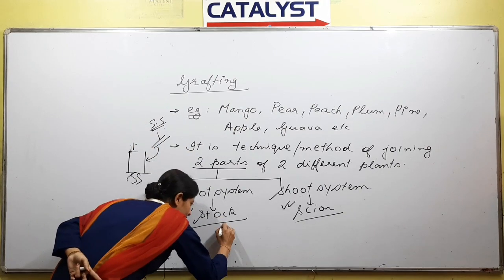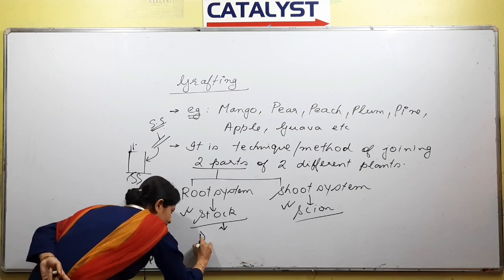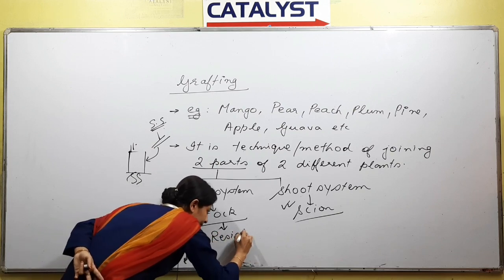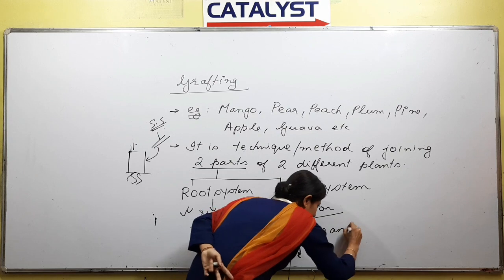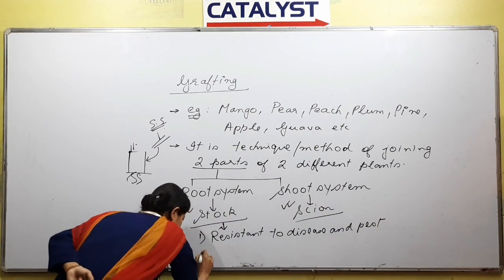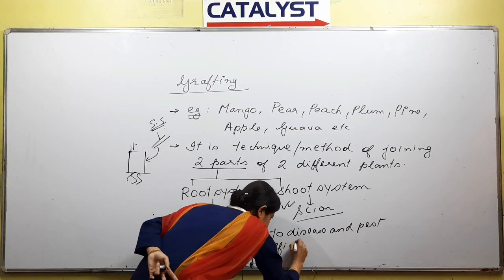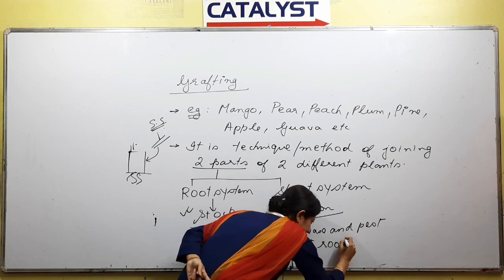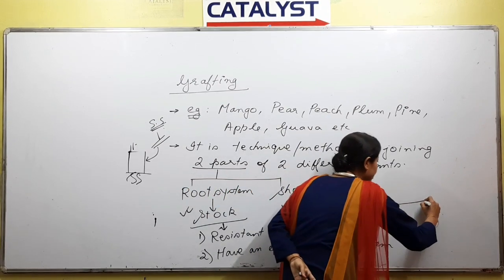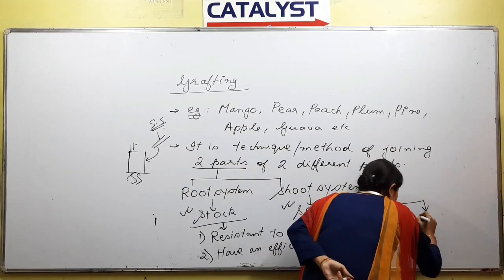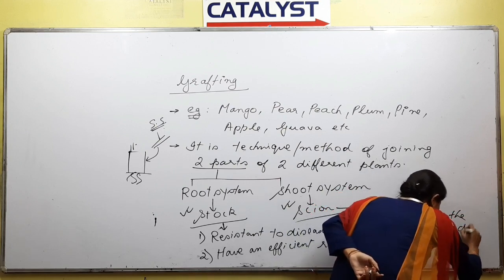Some points about the stalk that you have to remember. The stalk has to be resistant to disease and pest. Second point about the stalk, it should have an efficient root system. So these are the two points that you need to remember about stalk. One point about scion that you should remember is the scion always has the desired characters.